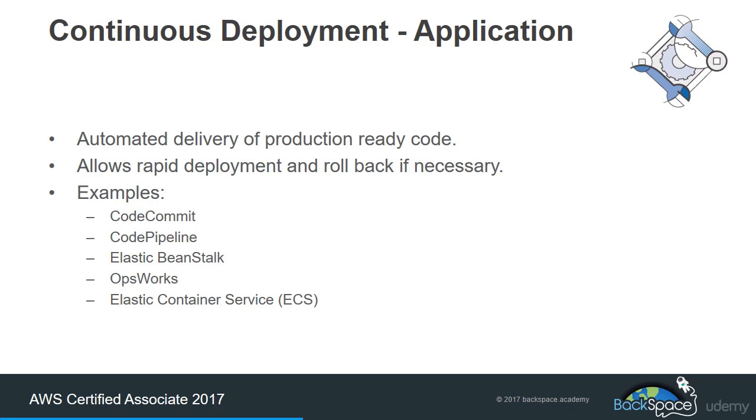production release. We have Elastic Beanstalk, which allows for very rapid deployment of any updated code to the infrastructure that is defined on Elastic Beanstalk. We have OpsWorks, which uses Chef recipes to define our application. And we also have Elastic Container Service, which uses Docker containers.